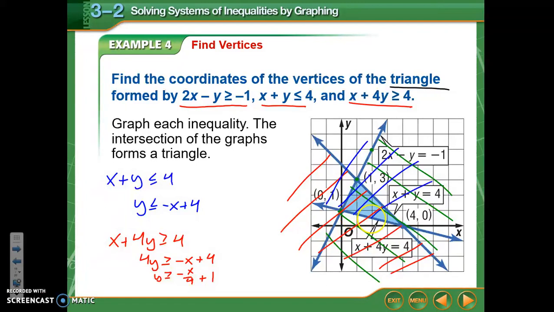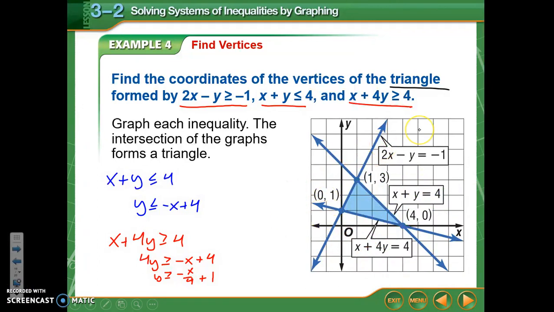So you can see that when you do all of the shading actually yourself, it gets kind of messy, but this blue region here in the center is where all of those shadings overlap. So I'll erase all of my crazy shading because that's not going to be very helpful to see the vertices, but you can see that my solution area has 3 vertices: (0, 1), (1, 3), and (4, 0). Those are the vertices that they want us to write down.